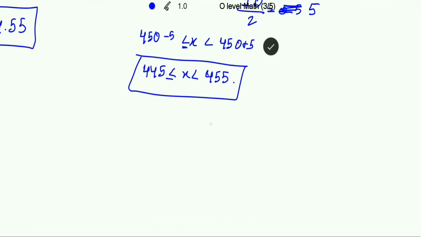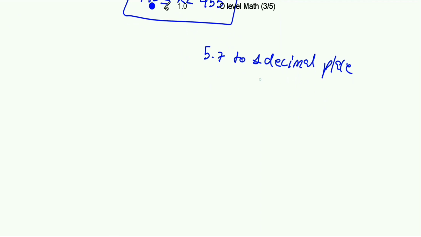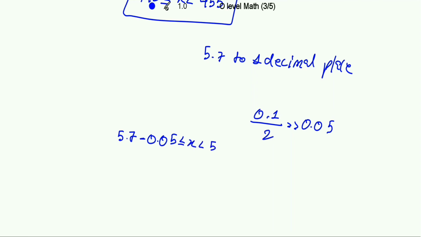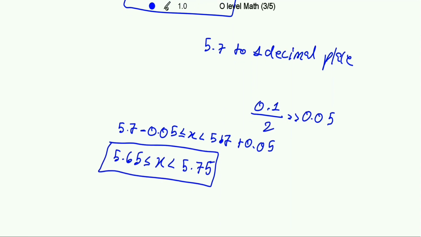Suppose that we have another number which is 5.7, with one decimal place. What is the upper bound and the lower bound? One decimal, the degree of accuracy is 0.1, and divide this by 2 and you will get 0.05. To find the lower bound, we subtract 0.05, and to find the upper bound, we add 0.05. So it's going to be 5.65 and 5.75. This is the inequality that we have just shown.